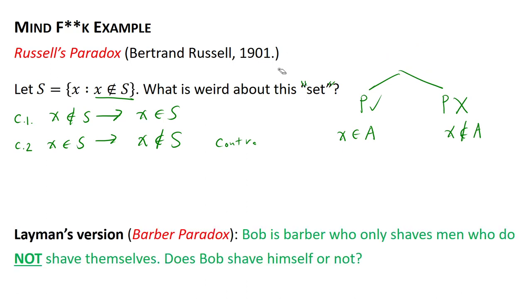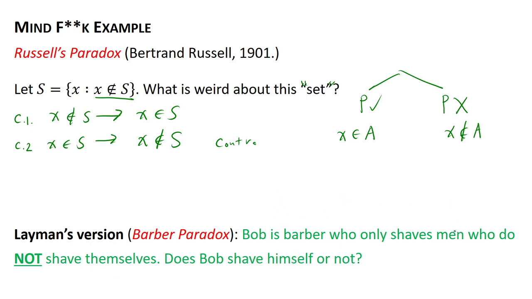And huling hirit, there is a layman's version to the Russell's paradox. It is called the Barber paradox. Kasi medyo mahirap to intindihin ng normal na tao. So let us look at this example. Si Bob daw is a barber who only shaves men who do not shave themselves. Ulit ha. Ang sinishave niya lang ay yung mga taong hindi sinishave yung kanilang sarili. Does Bob shave himself or not?